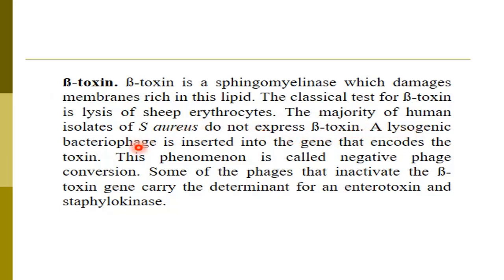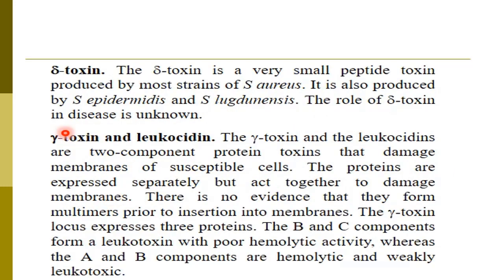Here, a lysogenic bacteriophage is inserted into the gene that encodes the toxin. This phenomenon is called negative phage conversion. Some of the phages that inactivate the beta toxin may carry the determinant for an enterotoxin and staphylokinase. Now, delta toxin. Delta toxin is a very small peptide toxin produced by most strains of Staphylococcus aureus. It's also produced by Staph epidermidis and Staph lugdunensis. The role of delta toxin in disease is unknown.